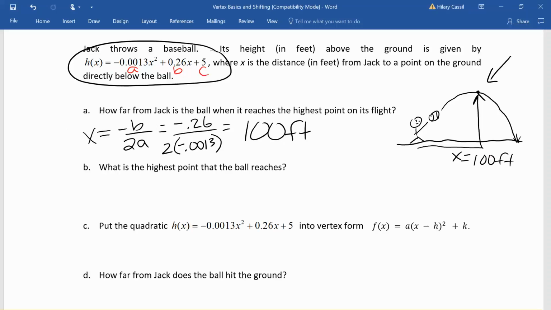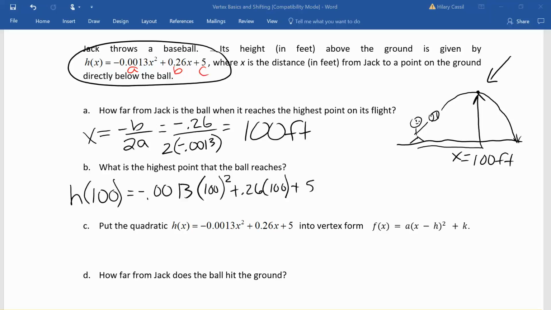So what that means is that that ball was 100 feet away from Jack when it reached its highest point. So if we want to figure out what is the highest point it reached, then we're going to plug this 100 in for x into our height function, which will give us negative 0.0013 times 100 squared plus 0.26 times 100 plus 5, which is going to give us a value of 18 feet. So the highest height reached by that baseball is going to be 18 feet in the air. So this is the point of the vertex of our quadratic.